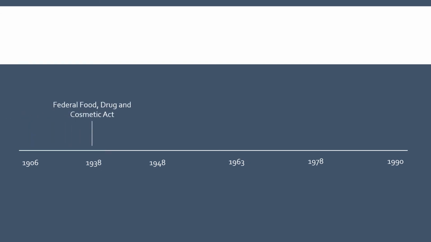So the FDA stepped in and in 1938 established the Federal Food, Drug, and Cosmetic Act. This led to the FDA being allowed to remove products from market if they were harmful, and it also implemented extreme testing for products prior to them being released, making sure that there was extensive testing on products to ensure their safety.